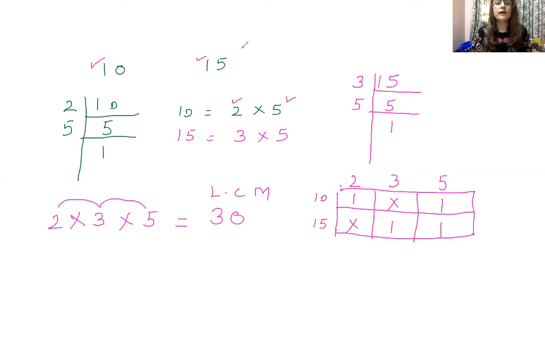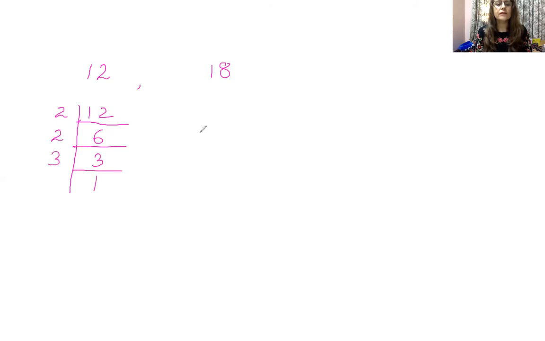Let's do one more sum. Now we will take the numbers 12 and 18. We will find the prime factors of 12 first, starting with the lowest prime number, that is 2. 2 sixes are 12. Now another prime factor 2, 2 threes are 6, and now 3 ones are 3. So we will write the prime factors of 12 as 2 into 2 into 3.